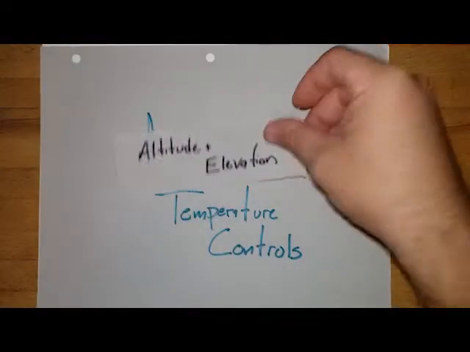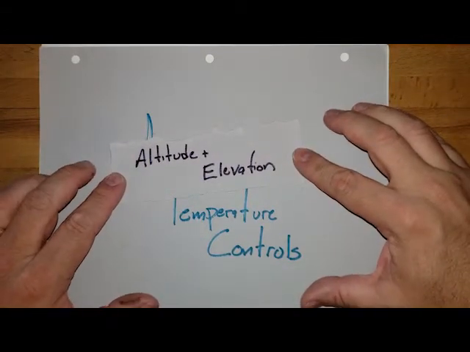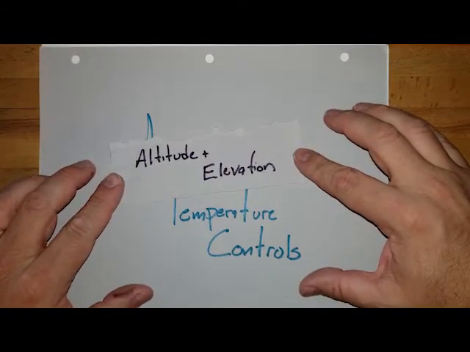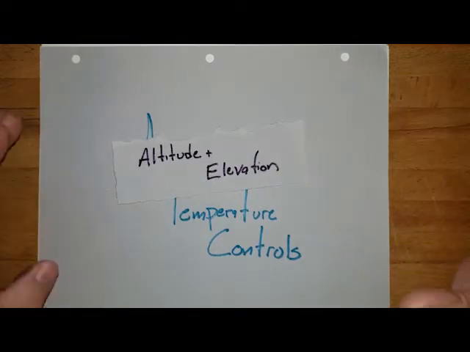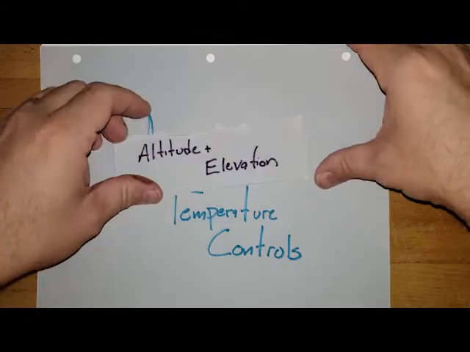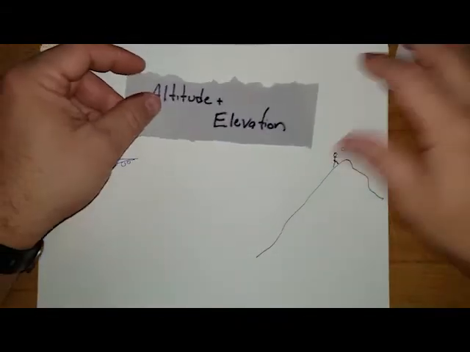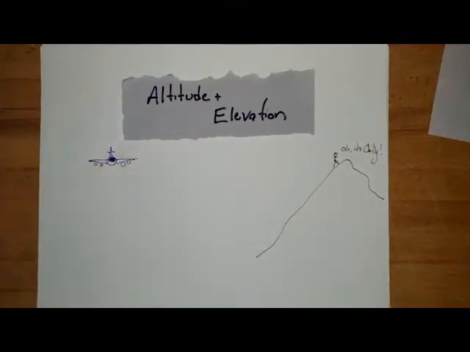One of our atmospheric temperature controls that I want to talk about is how far away we are from sea level, or how far up into the atmosphere we go. Now, there's two different ways that we look at that. One is based on our altitude, and one is based on our elevation. They both mean basically the same thing.